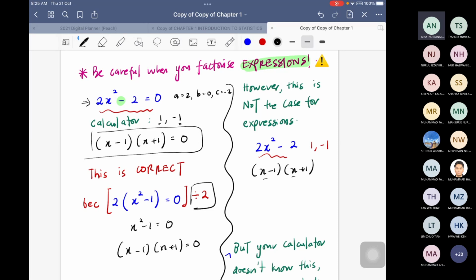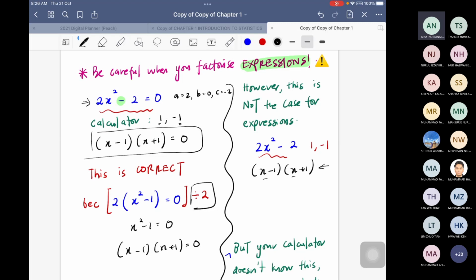Sebabnya ni, x kali x dia jadi x square. Dia tak jadi 2x square. So ni bukan equal. Dia tidak sama. So that is why kalau I suruh you factorize 2x square tolak 2, you bagi jawapan ni, automatically jawapan you adalah salah. Okay, the problem is bila kita pakai calculator, calculator tu dia tak boleh beza sama ada apa yang you masuk tu adalah quadratic expression ataupun quadratic equation. Sebab calculator tu is designed untuk cari nilai x bila you ada equation, tapi bukan untuk factorize expression. So that is the problem.